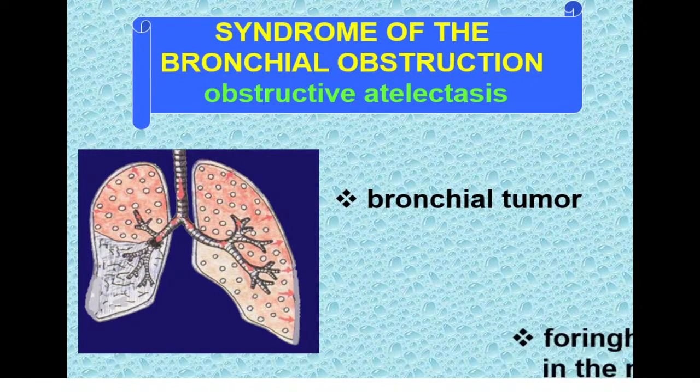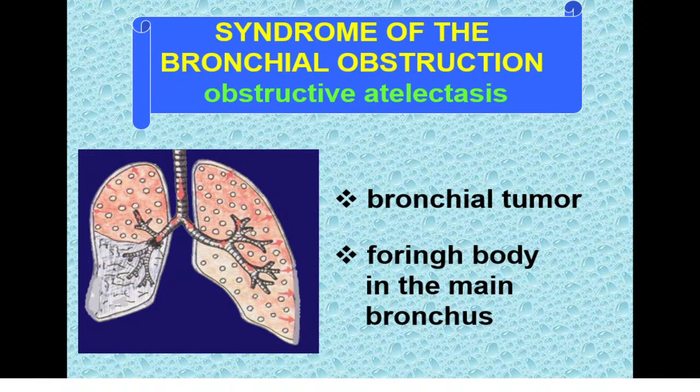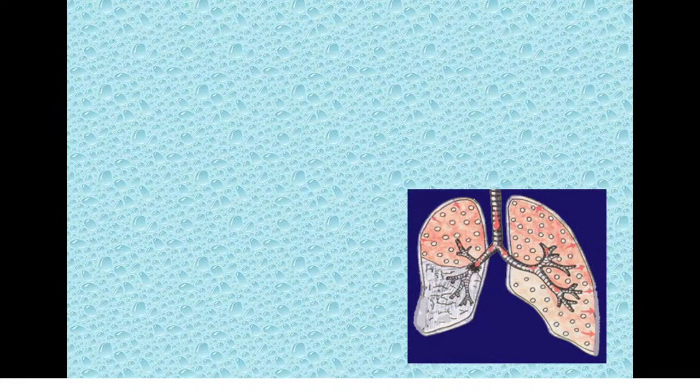Next problem is with alveoli, but its origin is in the bronchus. We are talking about the syndrome of bronchial obstruction with formation of obstructive atelectasis. You see on the picture the main bronchus obstructed due to growth of a tumor. Sometimes it may be obstruction with a foreign body, which is more typical for children. As a result, non-ventilated alveoli gradually collapse, and we are talking about formation of obstructive atelectasis.